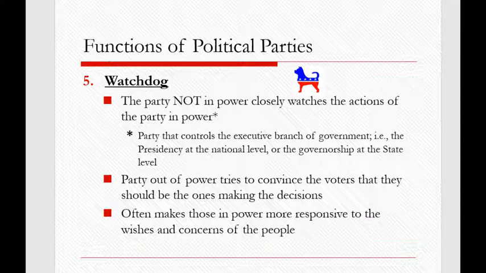So it often makes those in power more responsive to the wishes and the concerns of the people. So in an ideal world, again, remember, if we're talking about voting, we're talking about power residing in the people. So when political parties serve that watchdog purpose, right, it's a way to check that power, making sure that the government is responding to the needs and the will of the people.